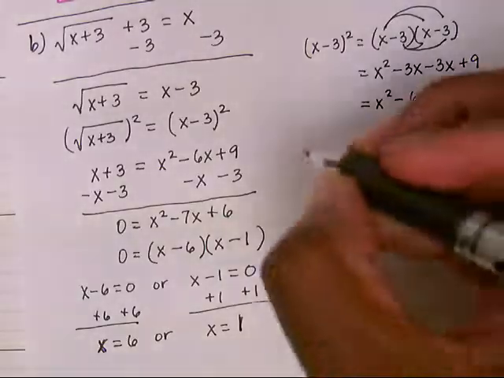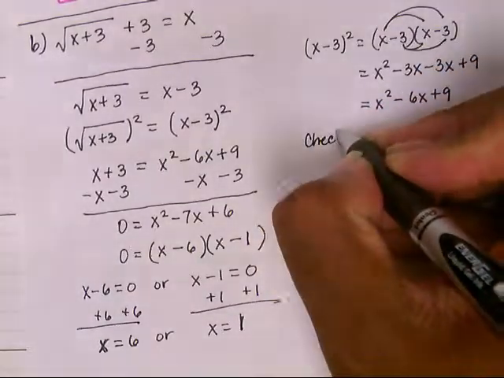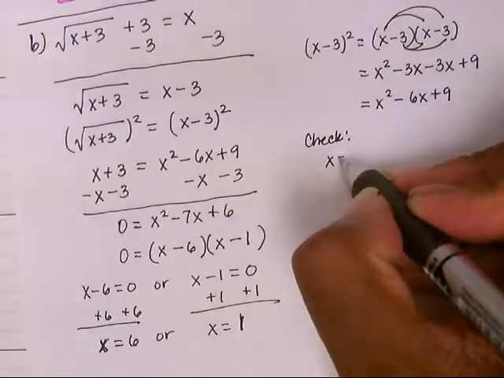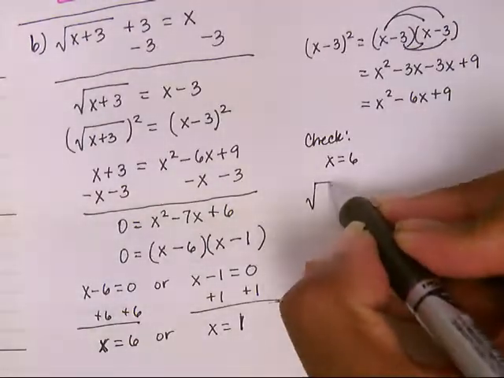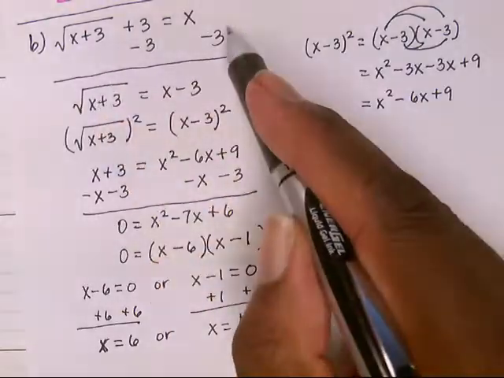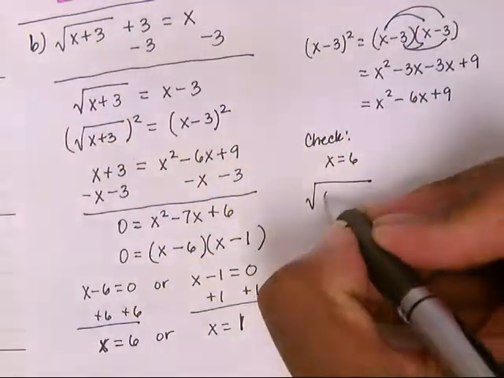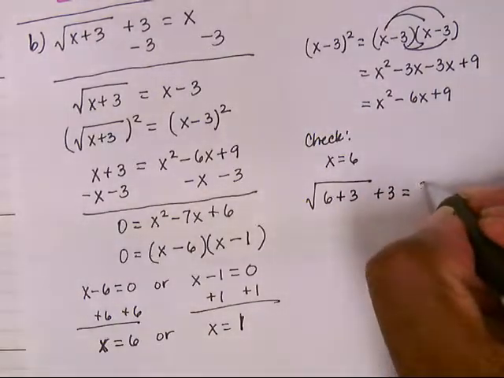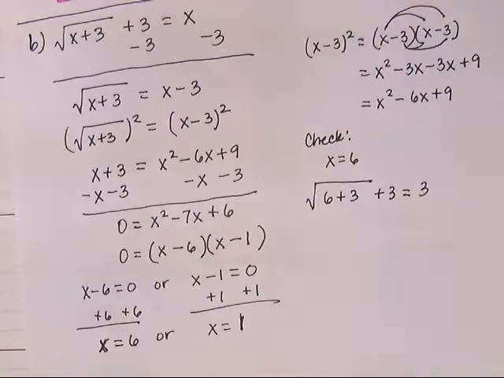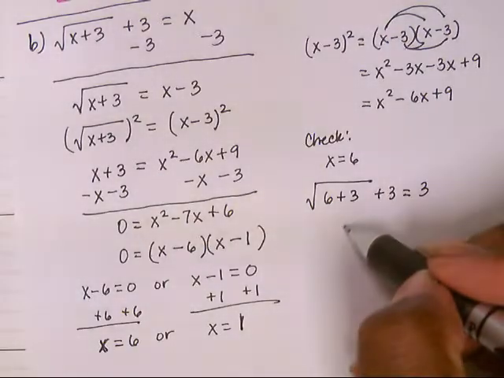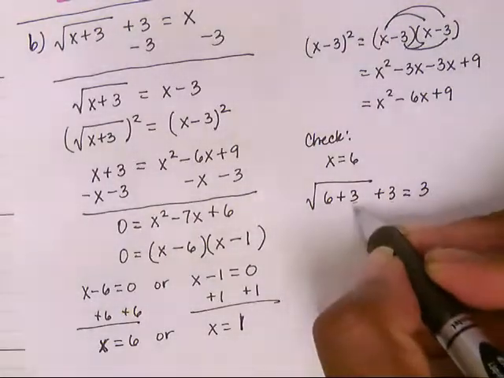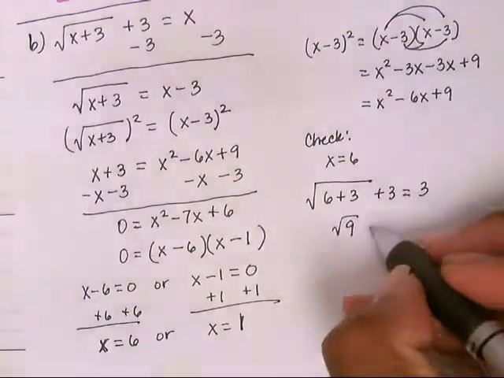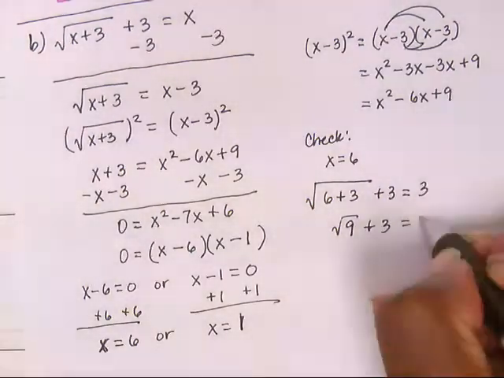But for each one of those, we have to do the check, just like we did in that last example. And I'll start off with the x is equal to 6. Using the original equation, I'm going to replace each x with 6. So I have the square root of 6 plus 3, and then plus 3 should equal to x, which is 3. Now here the square root of 6 plus 3 is 9, so the square root of 9 plus 3 should equal to 3.